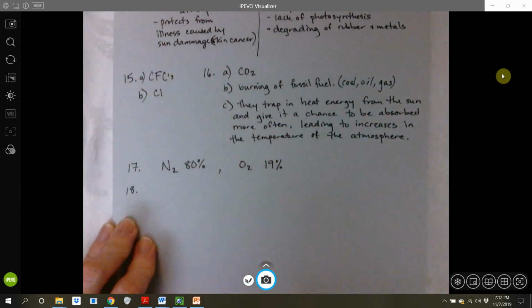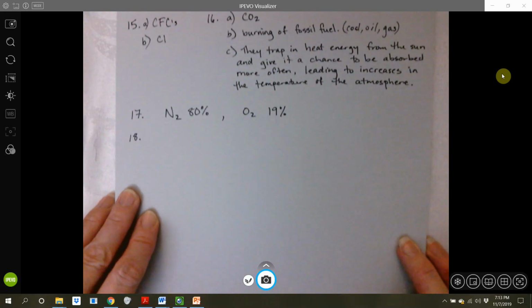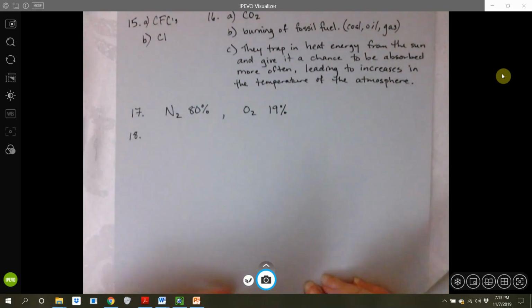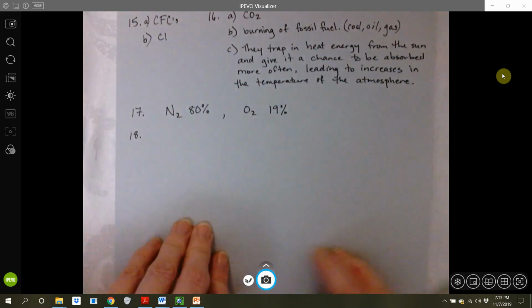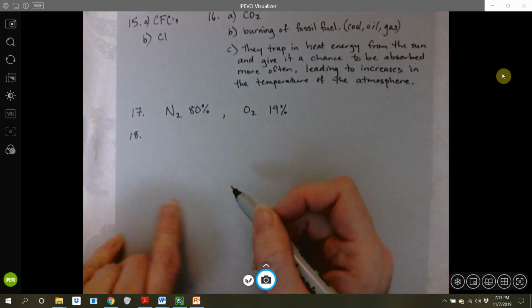18. Give 3 medical uses of compressed oxygen gas. Okay, this is actually something that we did not get a chance to discuss in class, so this will be bonus for everybody who views this review. Give 3 medical uses of compressed oxygen gas.